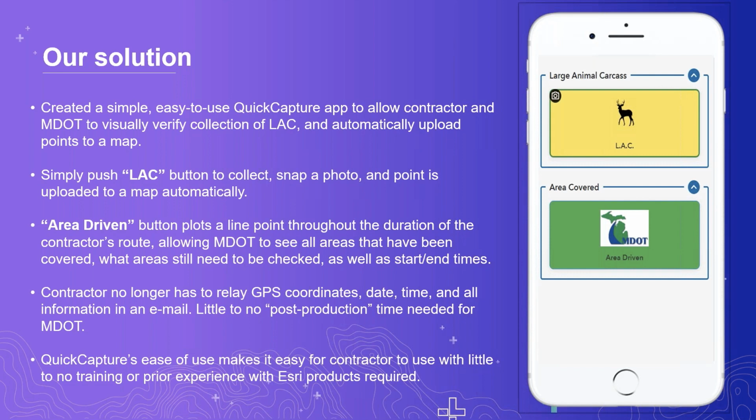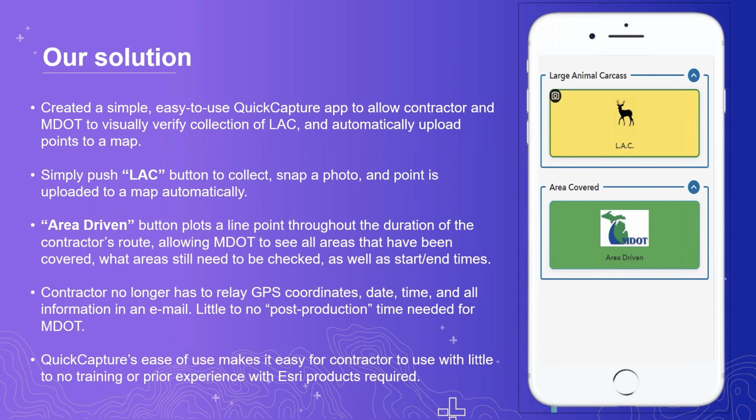To use our app, you simply tap the LAC button and the camera will prompt. You snap a photo of the animal carcass and the point with the photo attached is then automatically uploaded to the online dashboard for immediate viewing. The area driven button is a button that when pressed begins to plot a line charting the route that the user travels. At the finish, push the button again and the line will be recorded.